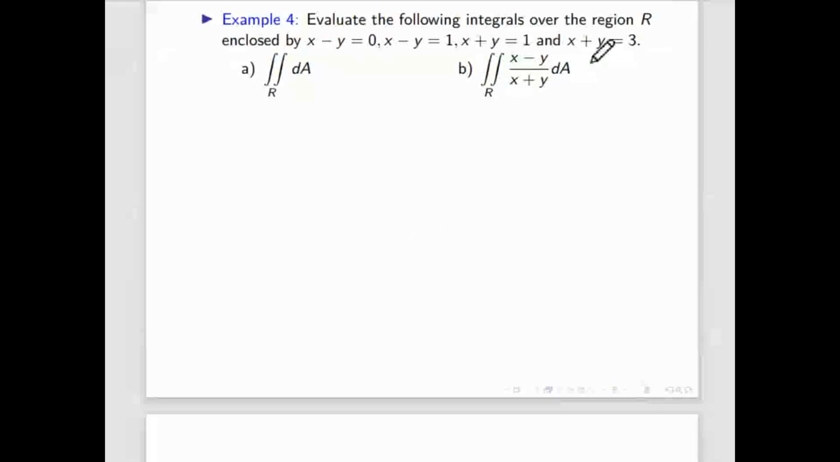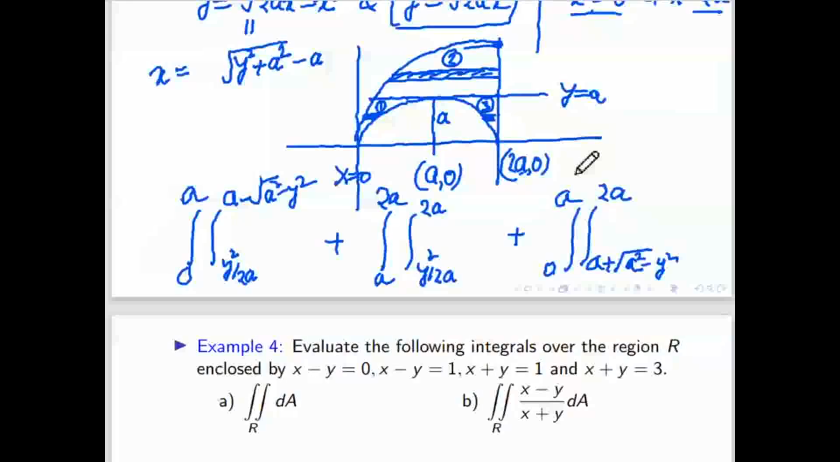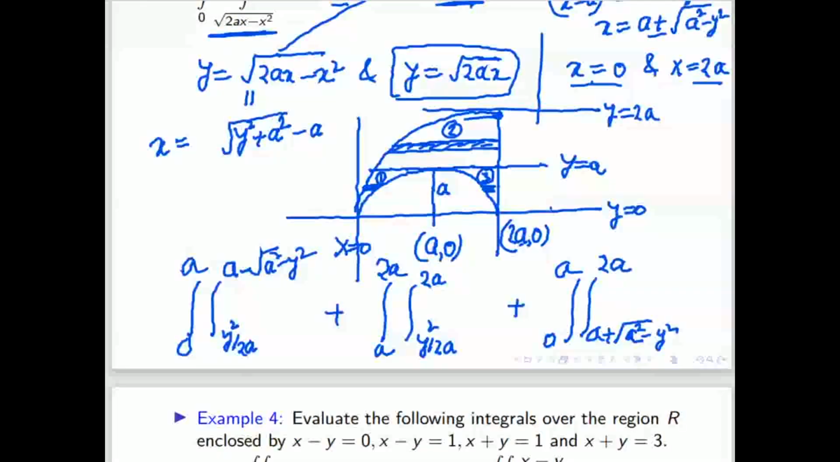Yes. Sir, in part 3, is it 0 to a or a to 0 for y? y will start from 0. This bottom is 0, and it will go up to a only. If you run from y equal to 0 to y equal to a, that part will be covered. Here this line is y equal to 2a. So y will start from 0 and go up to a, but x will start from where? On this circle, and it will go up to this line. Circle means a plus square root of a square minus y square, and the line means x equal to 2a.